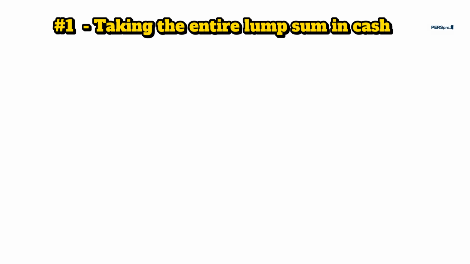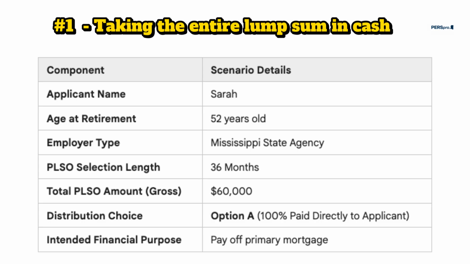Example 1, taking the entire lump sum in cash. The scenario: Sarah is 52 years old and decides to retire from her state agency. She elects a 36-month partial lump sum option totaling $60,000 and selects option A to receive it all as cash to pay off her primary mortgage.